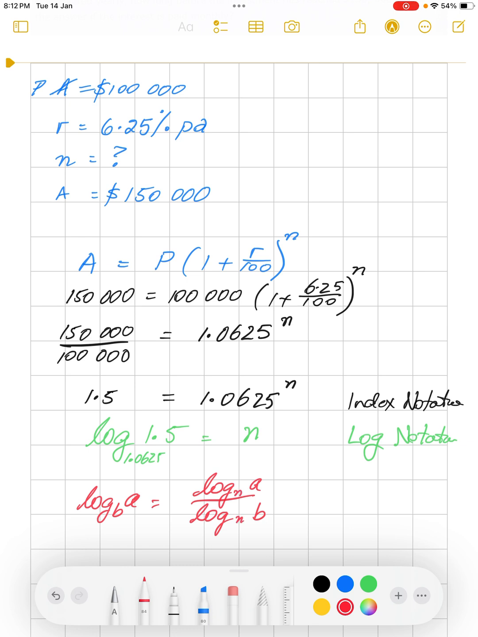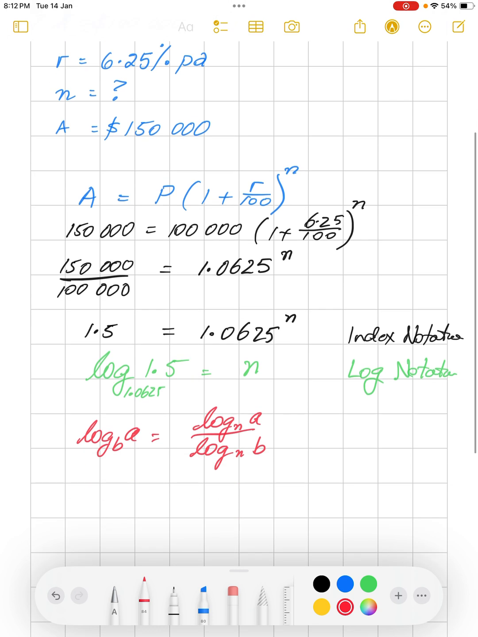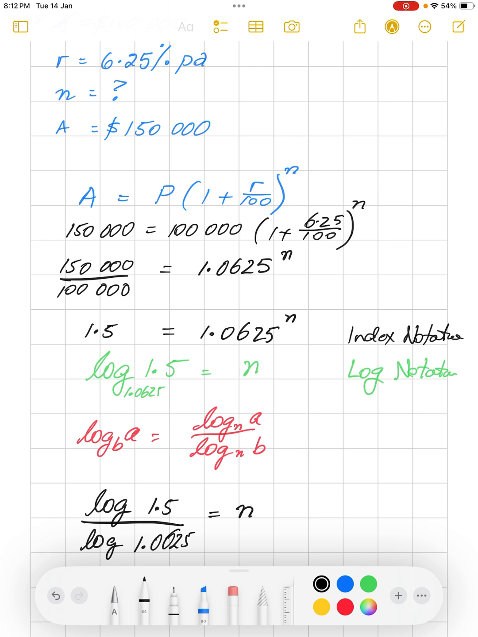I'm going to use base 10, so on the left hand side the log of 1.5 to base 10, so we don't put a 10 there because it's a common log, over the log of 1.0625 is equal to the number of years. So let's put that in the calculator. You're going to have to trust me on this one because I've got the calculator on a separate device. It's on my iPhone, and I've got to turn the calculator on and rotate the phone so it becomes scientific.